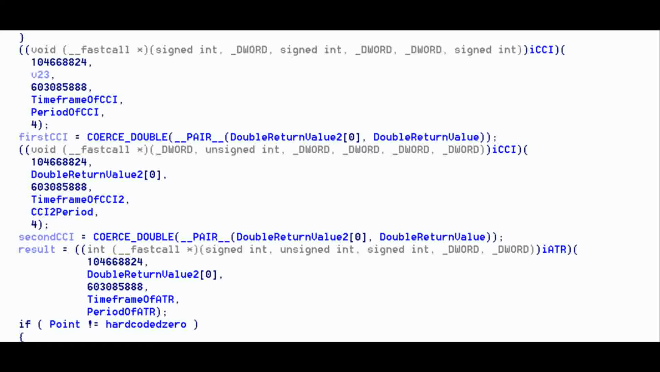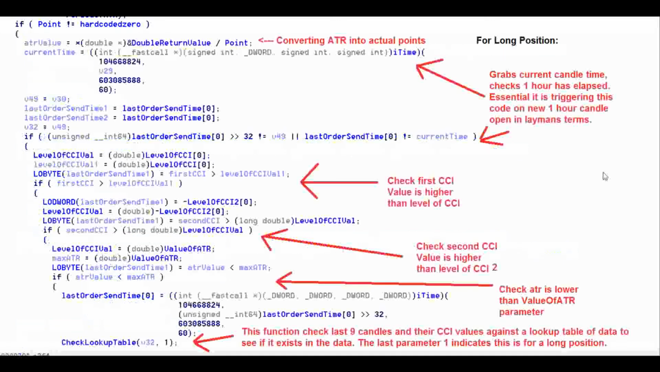This first bit of code is getting the values from the indicators. Namely the 2 CCI indicator values and the ATR value. This bit is the initial long position checks. It checks the CCI value is above the level of CCI you put in the parameters and also checks the second CCI value is above the level of CCI2 you also put in the parameters. It also ensures the ATR is below the level of ATR parameter you also supplied.